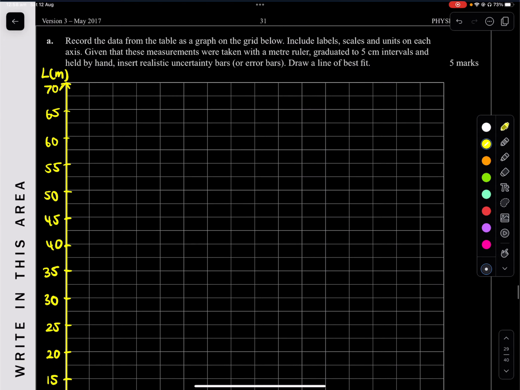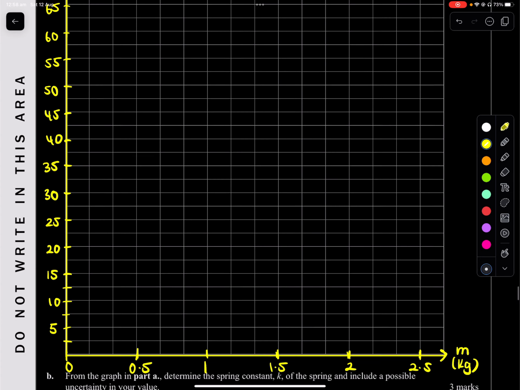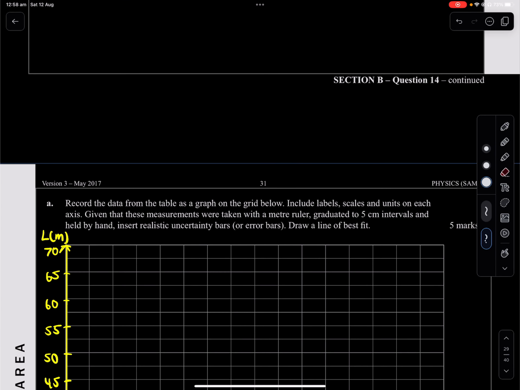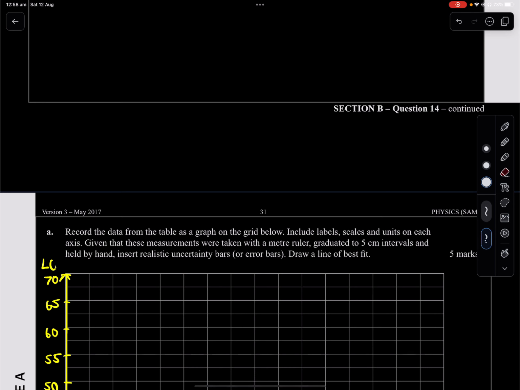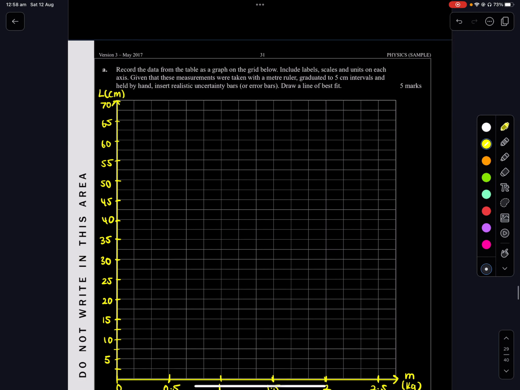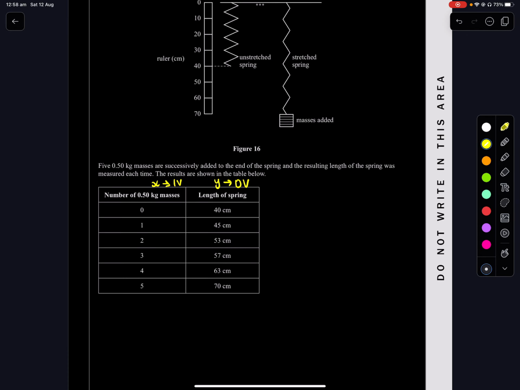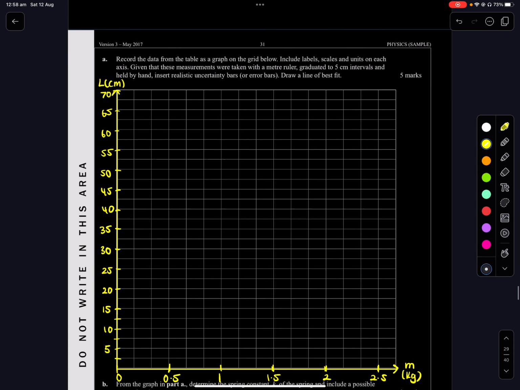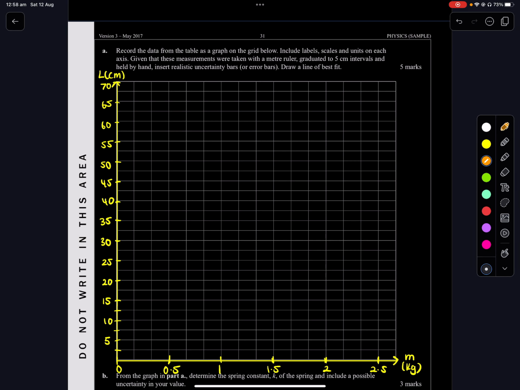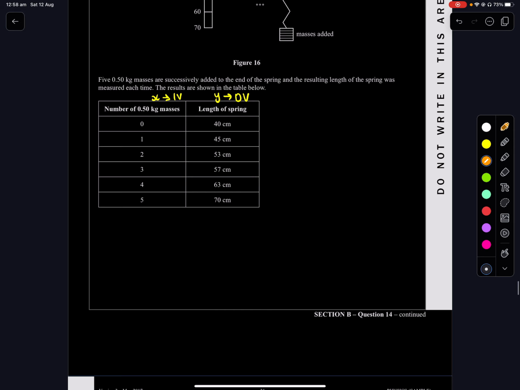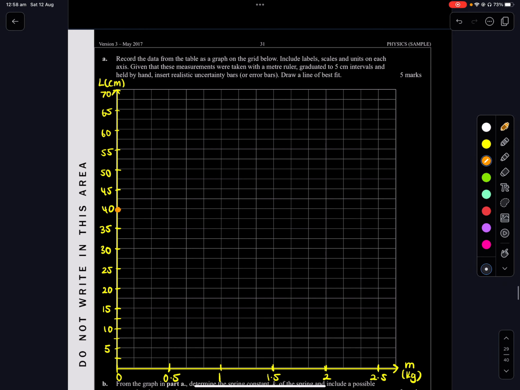Perfect. Okay, if we're going by 5, then it's not meters. We have to say it's centimeters. We'll have to make this into centimeters. Okay, so we have that. And then let's start just drawing points. So we have the first point, 0, 40. So 0, 40, right? Let's use a different color. So 40 right over there. Next one, we have 0.5 and 45. So that will mean we're going 45 right over here.